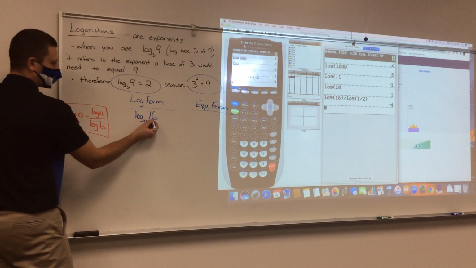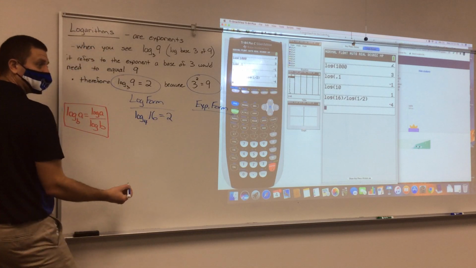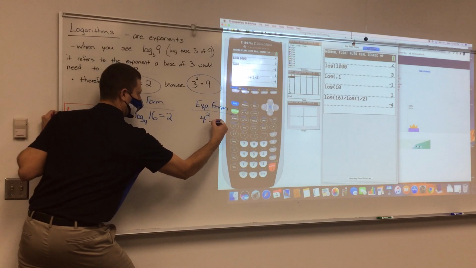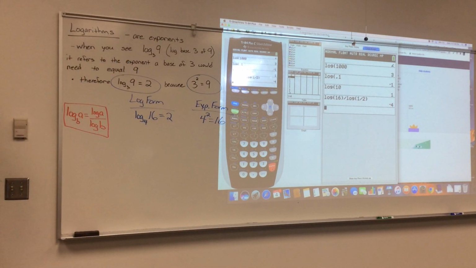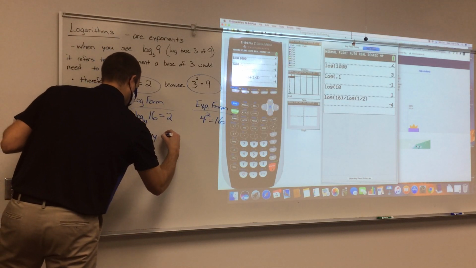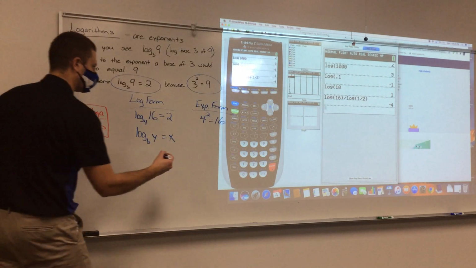So, log to the base 4 of 16 is actually equal to what number? 2. And the reason why it's equal to 2 is because what? 4 squared equals 16. Alright, so numbers are going bye-bye. Log base b of y equals x. Change that to exponential form. b to the x power equals y.